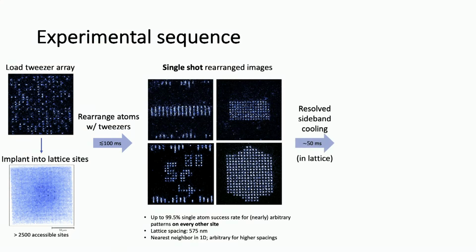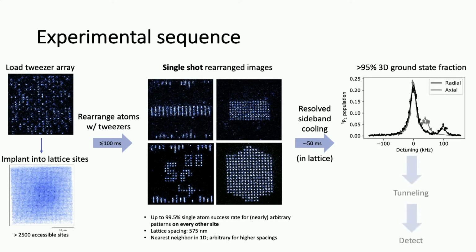So after we do this rearrangement, we then do resolved sideband cooling, and we see spectra like this. I don't want to go through this spectrum. I just want to say the takeaway is that this allows us to do thermometry, and we have a greater than 95% 3D ground state fraction, basically based on the noise that we observe near the red sideband. We then allow for tunneling just by dropping the lattice, and then we detect where the atoms are again.